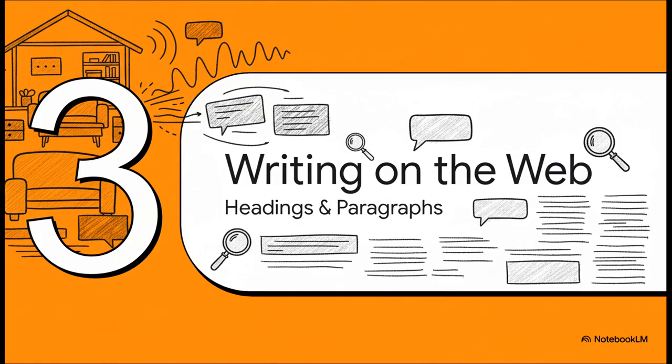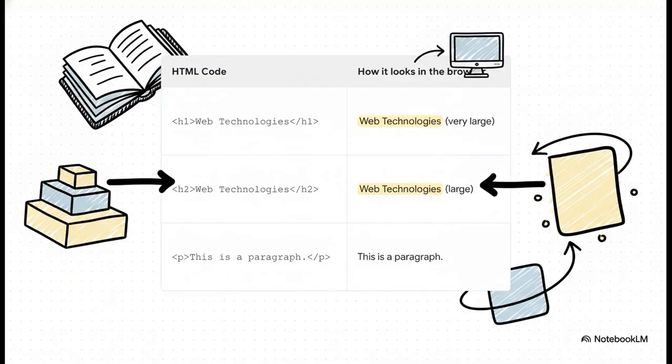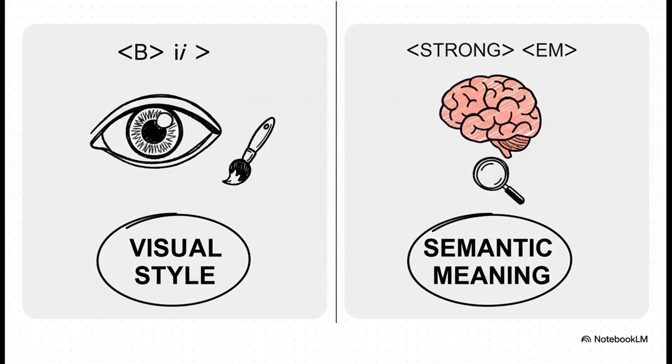Let's add the most common thing you'll find on any web page, words. To give our writing some structure, we use headings. The H1 tag is for your main, most important title, and then it goes all the way down to H6 for less important subheadings. The browser automatically makes H1 the biggest and boldest. And for any regular old block of text, you just wrap it in those P tags to make it a paragraph. See? Super straightforward.